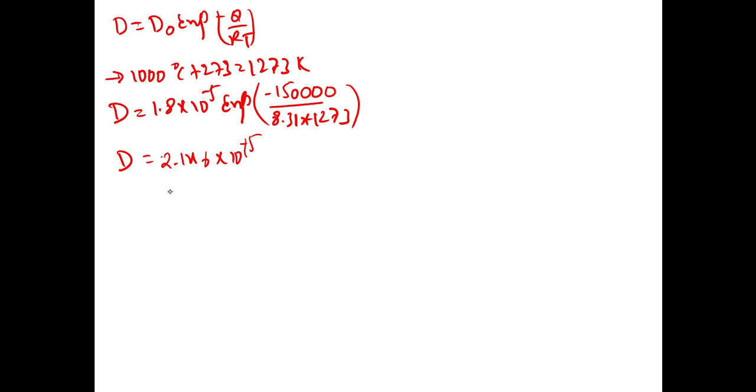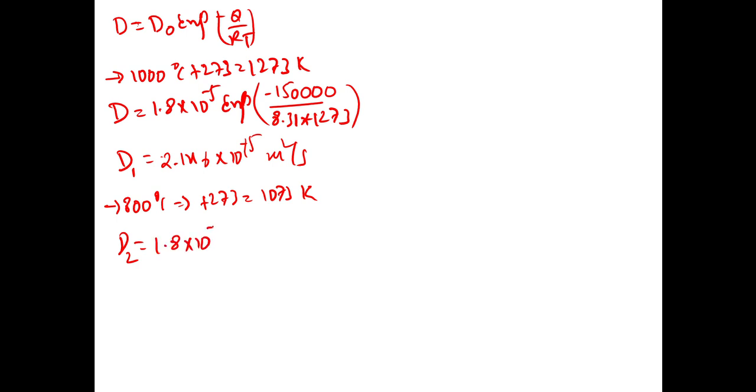This will be 2.146 into 10 to the power minus 15 meter square per second. So similarly, need to calculate for the 800 plus 273, that will be 1073 Kelvin. So D is equals to, so this will be the D1 value and this will be the D2 value.